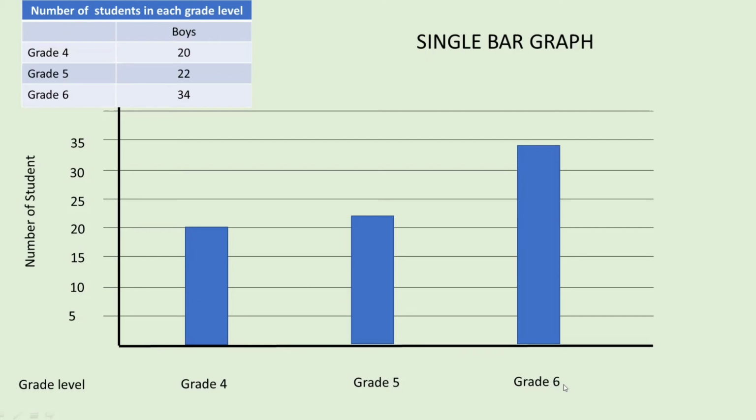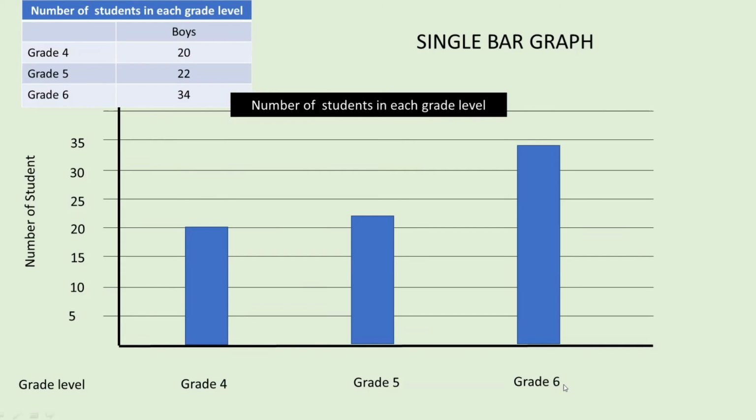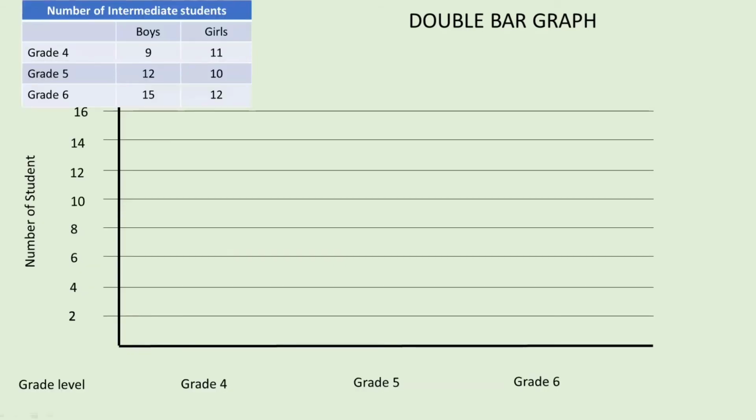Next example natin, so after natin ng single bar graph, is the double bar graph. So, sa double bar graph natin, meron na tayong dalawang bar in each group data. So, eto yung group data natin, yung grade 4, grade 5, grade 6. Then, eto yung data natin na boys. And this is the data of girls. So, let's say the number of intermediate students. Bakit eto yung title of the table? Dahil ang grade 4, grade 5, and grade 6 is the intermediate level na. So, that's why the title is the number of intermediate students.